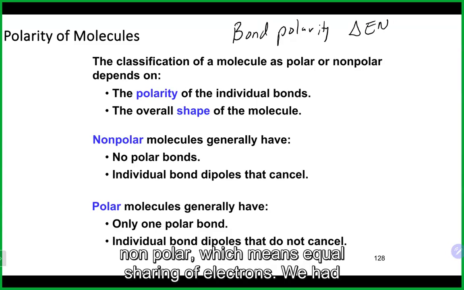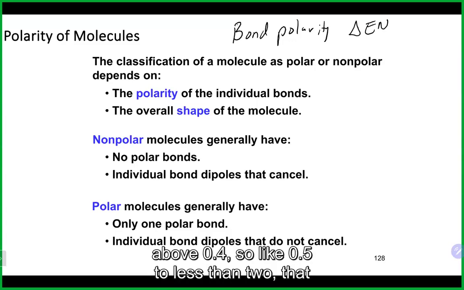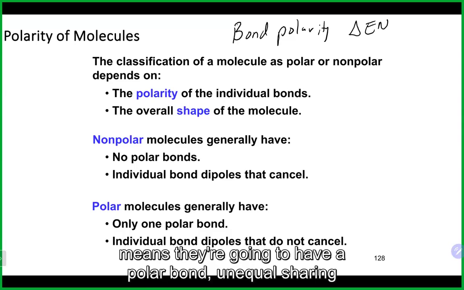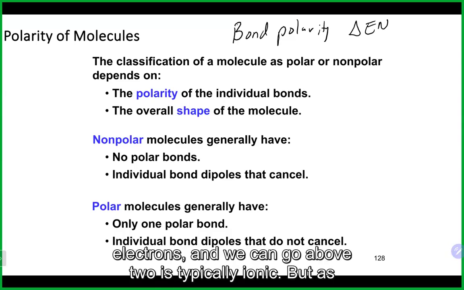It's nonpolar, which means equal sharing of electrons. We had above 0.4, so like 0.5 to less than 2. That means they're going to have a polar bond, unequal sharing of electrons. And above 2 is typically ionic.